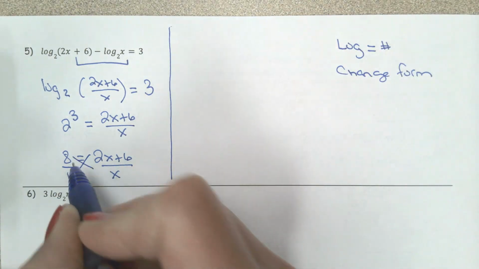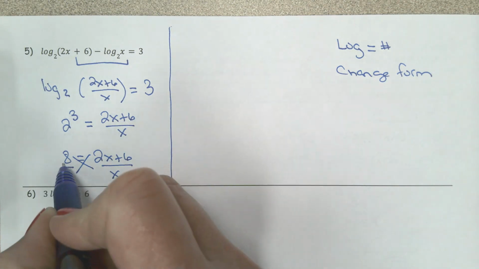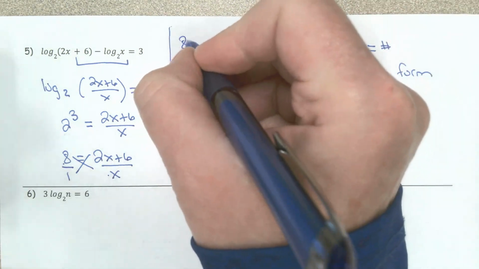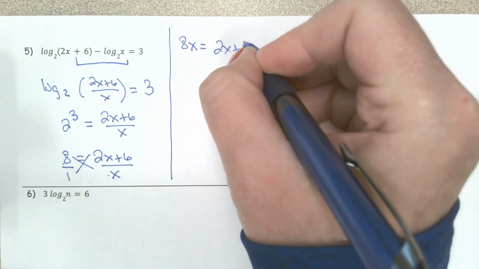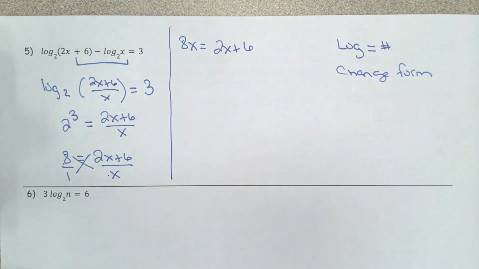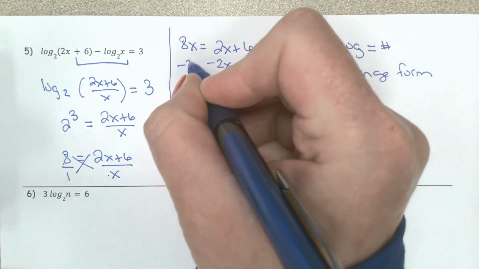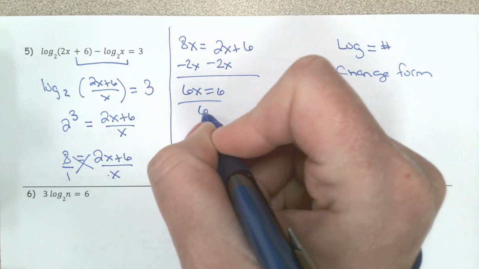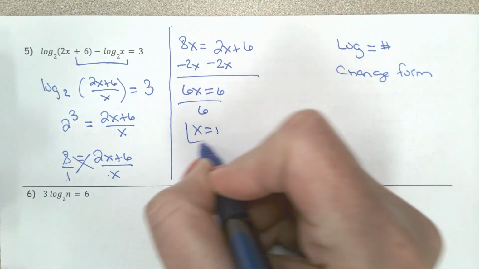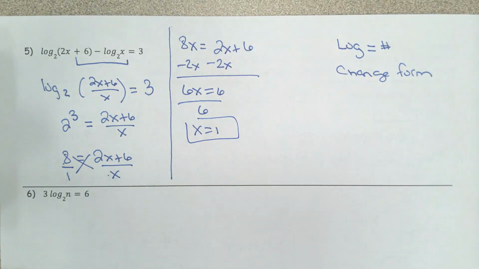I have fraction equals fraction. I would cross multiply. 8 times x is 8x. Anything times 1 is that. I'm going to subtract the 2x over. Get 6x equals 6. Divide. And get x equals 1 for a good final answer on that one.